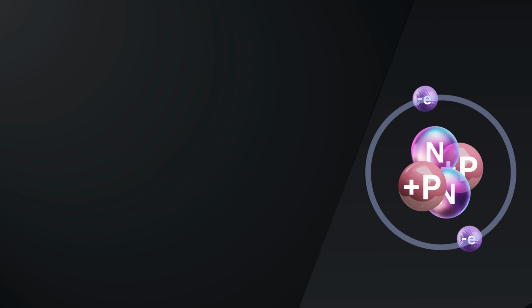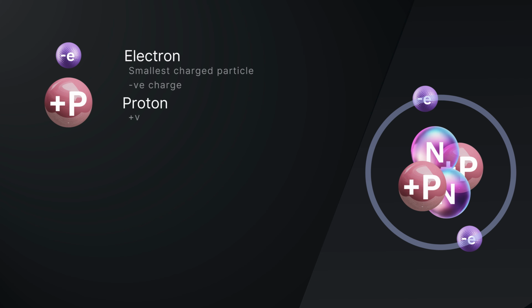First, let's see what these particles are. The electron is the smallest charged particle in the atom. It has a negative charge. Sometimes it is called a beta particle. The proton is the positively charged particle that exists in the nucleus of the atom. Any element is distinguished by the number of protons in its nucleus. The number of protons is called the atomic number. For a stable atom, the number of protons inside the nucleus equals the number of electrons surrounding it.